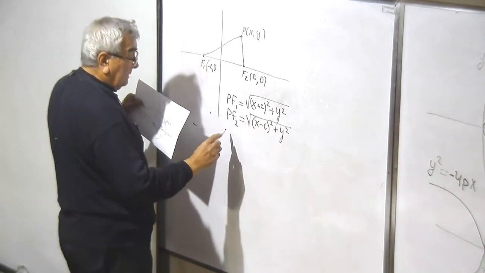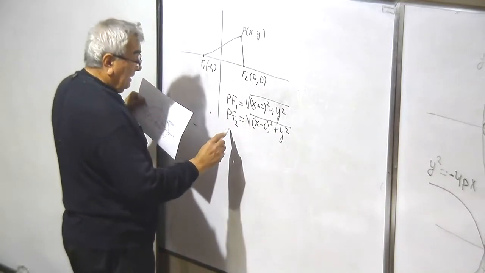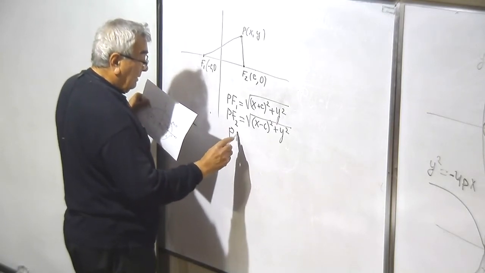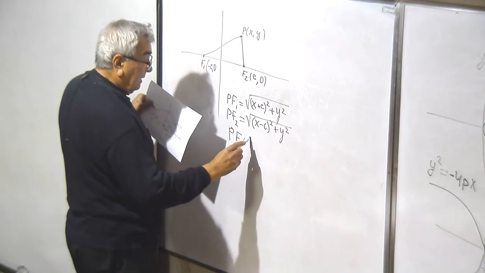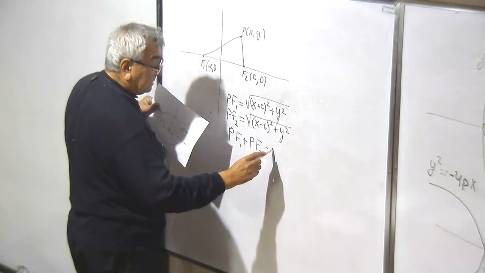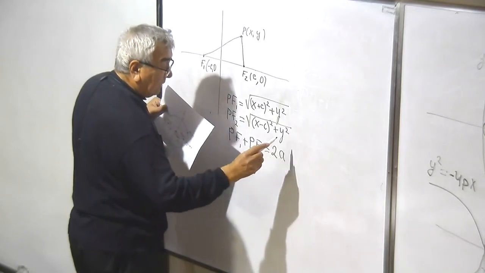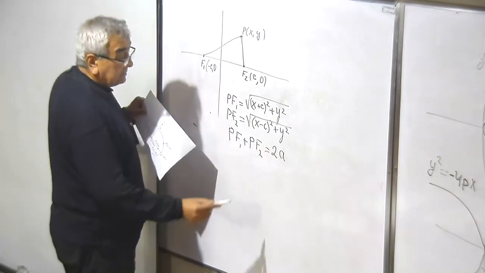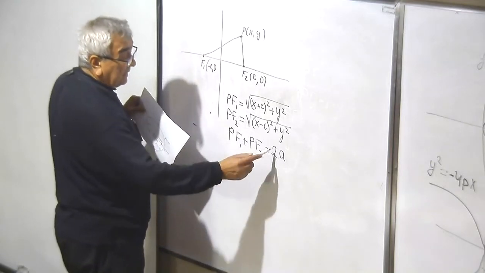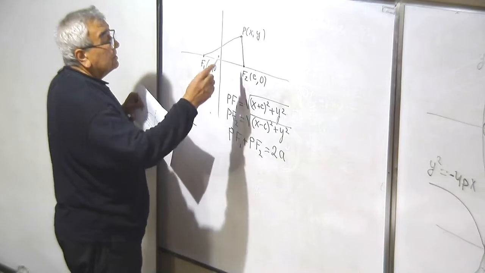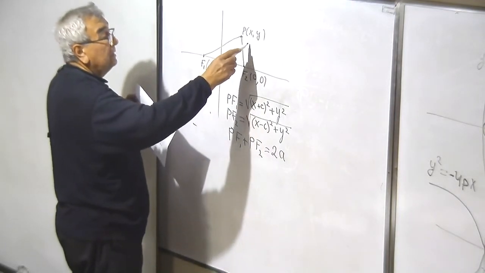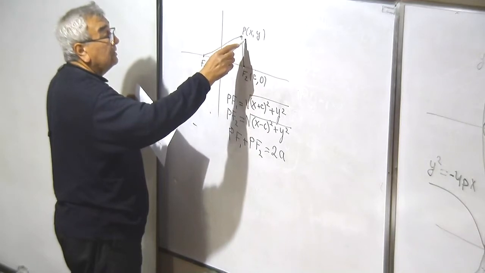That means the sum PF1 plus PF2 should be constant. I will take this constant equal to 2a. I will explain why it is better to take 2a, not just any constant, because if you plot this graph, you receive the following curve.